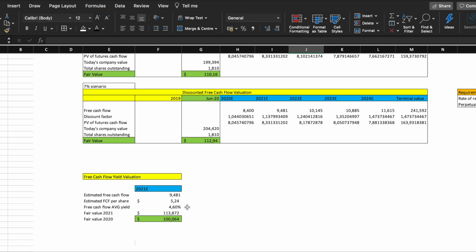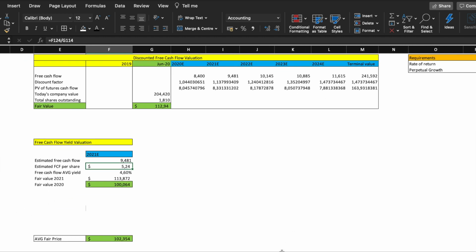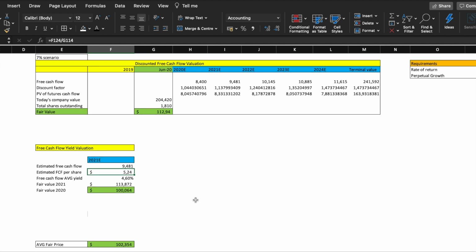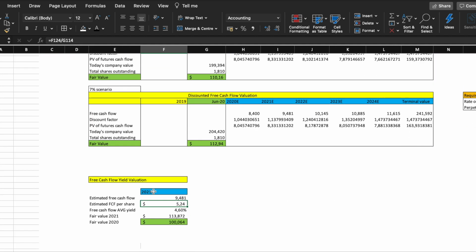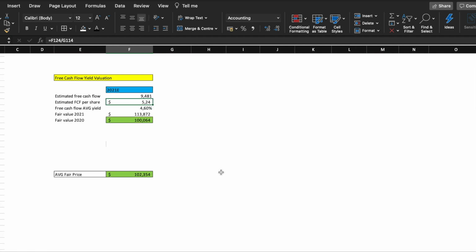And we take the average free cash flow yield for Disney that over the last 5 years has been around 4.60%, and we divide this by 4.6%, and we get the fair price in 2021, which is $113.87. Now we have to push this back to 2020 so we discount it back by the same rate of return of 9%. What we get today, $100.06.